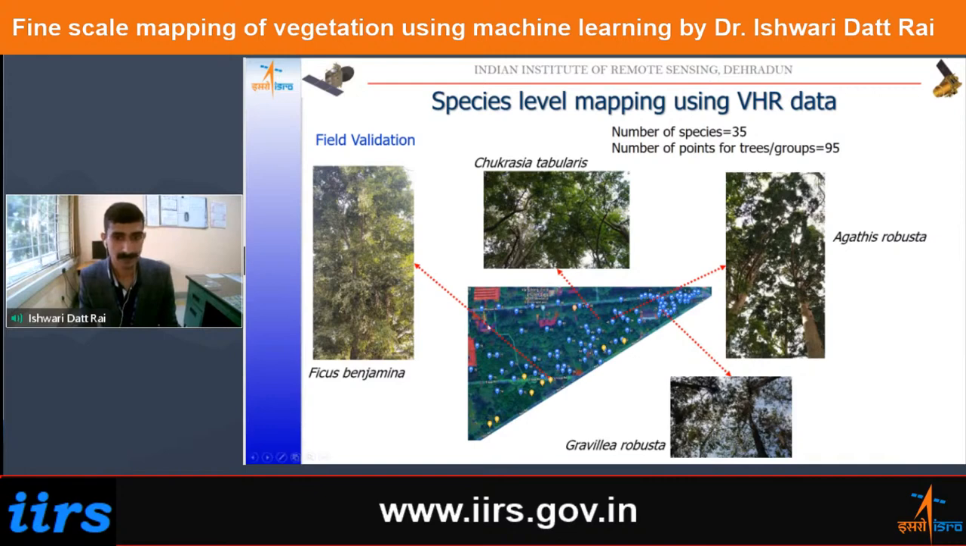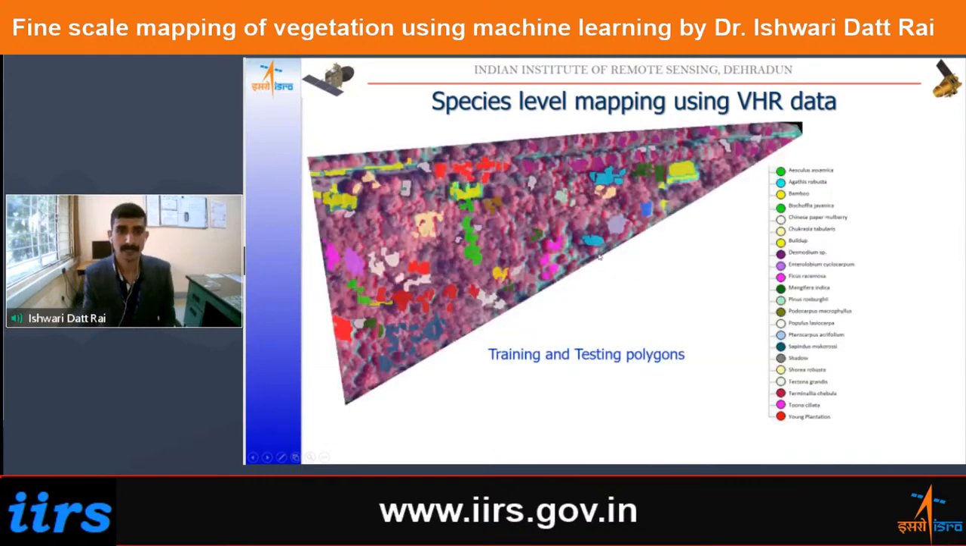and it generates high resolution maps at a species level. So here you can see the distribution of the ground truth points for the different species. These species were geotagged on the image in the ground. And these are the training and the testing polygons for the species or the crown of a particular species. Here you can see at least 25 different species were trained. The polygons or the objects for these species were trained. And these are the testing and training polygons.